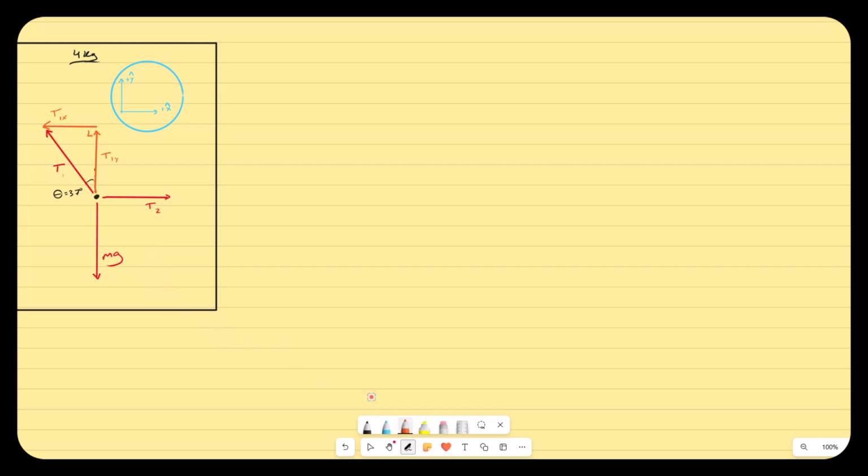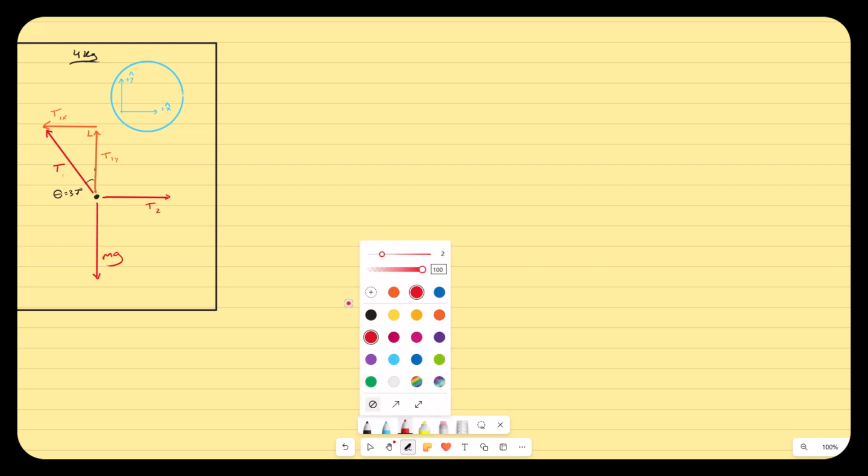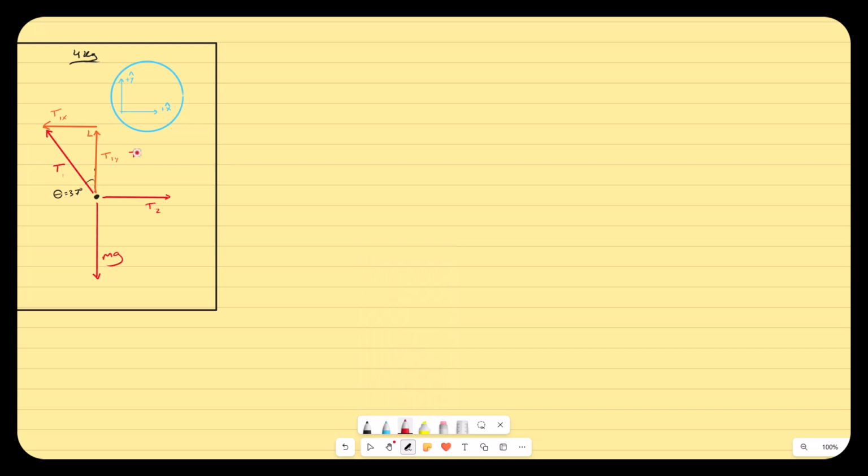T1y is going to have a magnitude of T1 times cosine of the angle, because it's the adjacent side. T1x is going to have a magnitude of T1 sine theta.